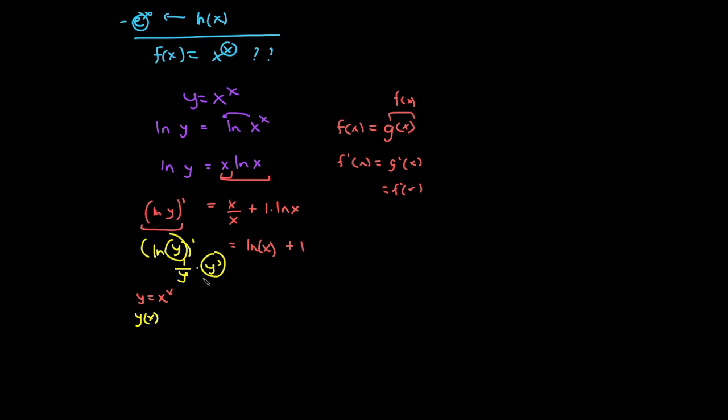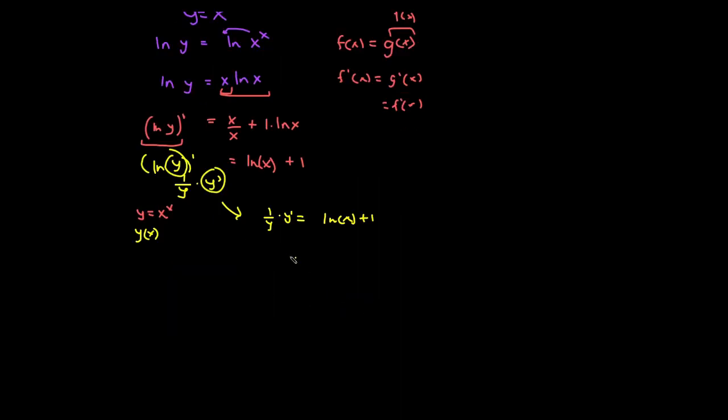So what we can do is we can actually just multiply. So let me rewrite this like so. Alright, that's the thing we have right now. So what we can do is we can multiply both sides by just y, and then we'll be left with the derivative of y is y times ln x plus 1.